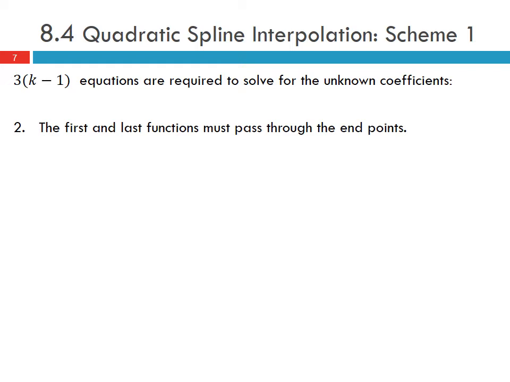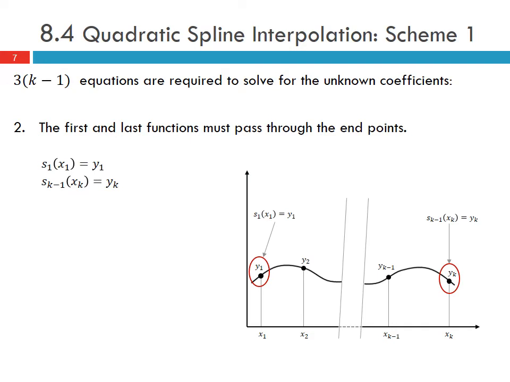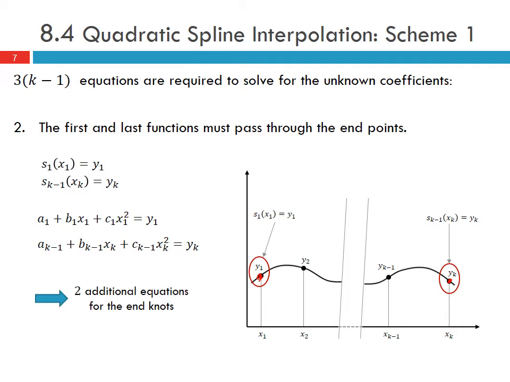Similarly, the first and last functions must also pass through the endpoints. This means that at x1, the function has to pass through y1, and at xk, the function has to pass through yk. This gives us 2 additional equations, where s1(x1) = y1 and s_{k-1}(xk) = yk. So again, this gives us 2 additional equations for the end knots. If we add that to our previous number of equations, now we have 2(k-1) equations.